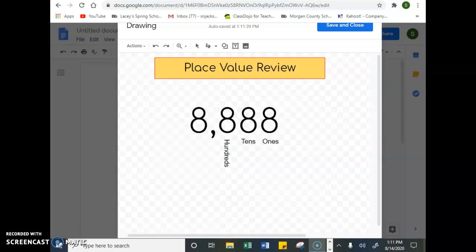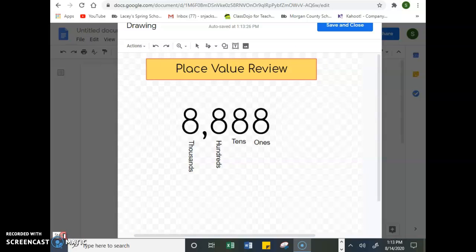The next place value is going to be the hundreds place. This 8 represents the hundreds place. So this 8 represents 8 hundreds, which would make this 8 800. And the final place value that we're going to talk about is the thousands place. So this 8 is sitting in the thousands place. This 8 represents 8 1,000s. So this 8 is truly 8,000.